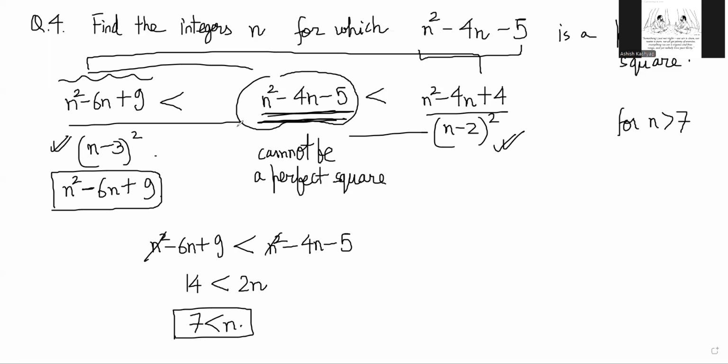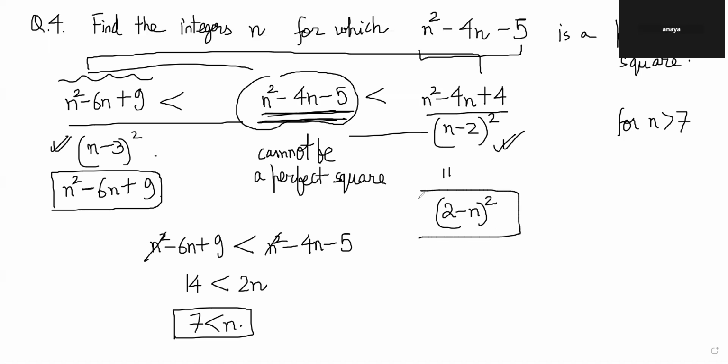Yes. Do you understand? Okay, great. But that still doesn't find us the n for which it is a perfect square, right? Correct. So we do one more step. We say that actually n minus 2 square is equal to 2 minus n square also, right? It's the same thing.